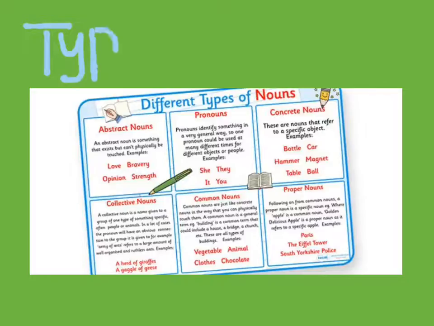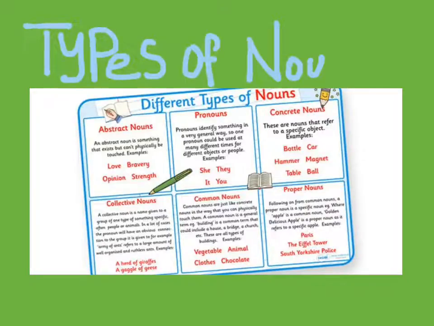Today, we'll be looking at types of nouns. In our previous classes, we discussed what we meant by nouns, and we said there were two major types of nouns: countable and uncountable nouns. And today, we are looking at the other types of nouns.